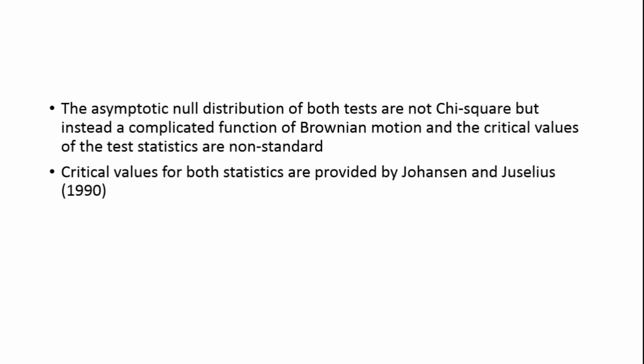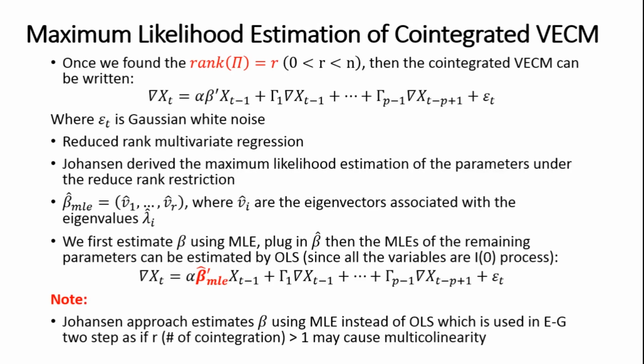So the asymptotic null distribution of both tests are not chi-square, but instead a complicated function of Brownian motion, and the critical values of the statistics are non-standard. Critical values of both statistics are provided by Johansen and Juselius since 1990. So maximum likelihood estimation of the cointegrated vector is the method required in order to estimate the parameter.